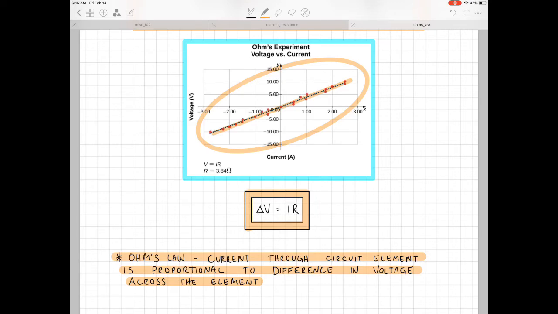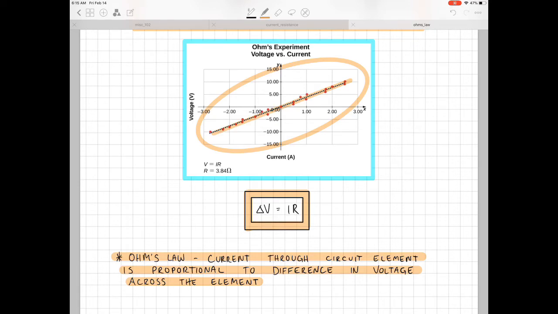And I keep saying element because we're going to have resistors, we're going to have light bulbs, which are essentially resistors, we're going to have capacitors, we're going to have a variety of different circuit elements, right? And so that's what I mean when I say an element: it's sort of a placeholder for anything that might show up in our circuit.